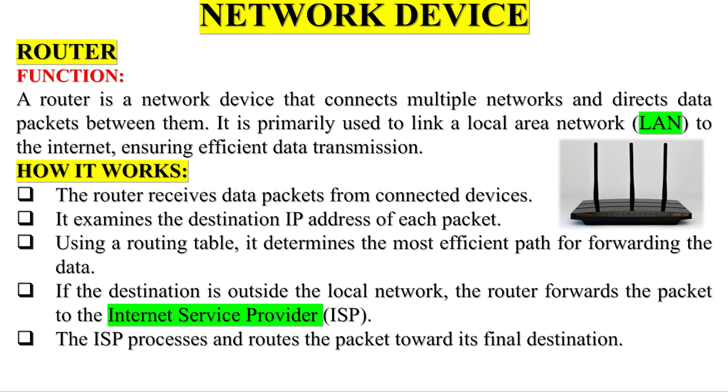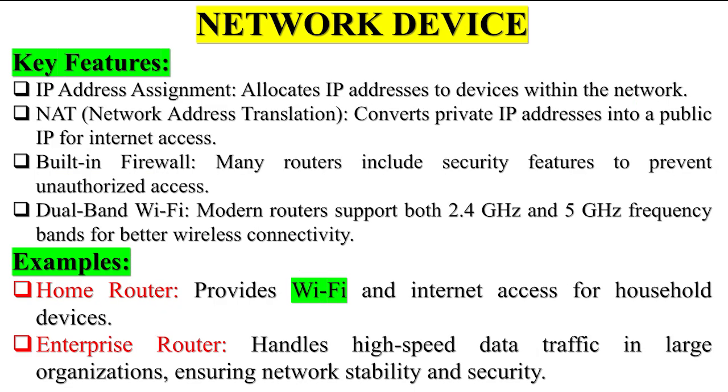How it works. 1. The router receives data packets from connected devices. 2. It examines the destination IP address of each packet. 3. Using a routing table, it determines the most efficient path for forwarding the data. 4. If the destination is outside the local network, the router forwards the packet to the Internet Service Provider, ISP. 5. The ISP processes and routes the packet toward its final destination.